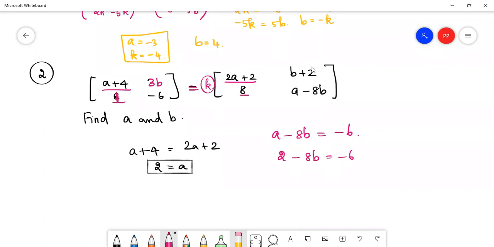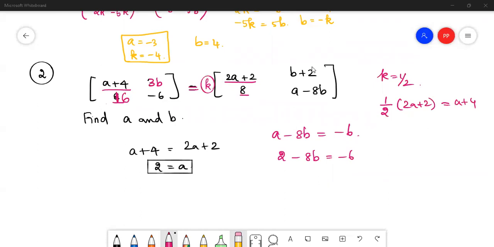For example, here it will be 16, which means this is 8. So the k value is half. With only one value, you can equate and find the value of k, and then the entire equation will change. It is half into 2a plus 2 is equal to a plus 4. The question will change. One year they had asked this question.